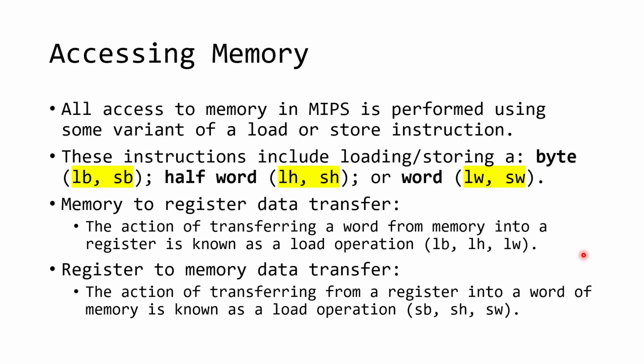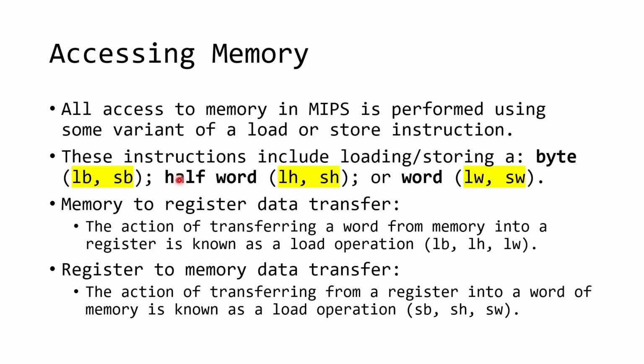Now we have introduced the layout of the memory. Now, how do we want to access this memory? Because you need to know if yours is big endian or little endian. The next part is how do we access it? All access to memory is performed using some variant, because we do have several types of instructions. It's under the load or store instructions. These instructions include loading or storing a byte, half word, or word. So there are three variants: load word, store word, load half, store half, and load byte, store byte.